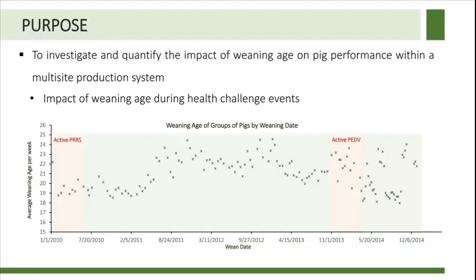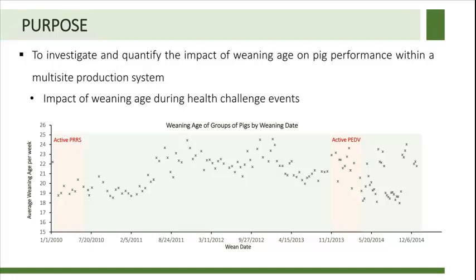So what was the purpose of our study or analysis? As a system, we wanted to understand how weaning age impacted the productivity of our system. First, we needed to see if there was any effect of weaning age on the performance of our pigs. But then we needed to quantify that effect as well. And that's what we did here.